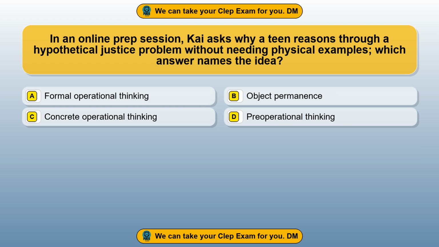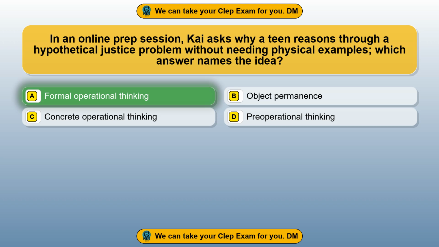Question 17. In an online prep session, Kai asks why a teen reasons through a hypothetical justice problem without needing physical examples. Which answer names the idea? Option A, formal operational thinking. Option B, object permanence. Option C, concrete operational thinking. Option D, pre-operational thinking. The correct answer is option A.